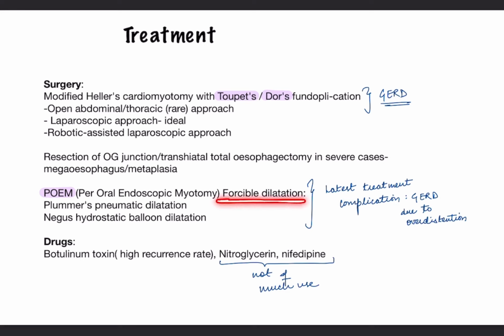Another is forcible dilatation. It is done with Plummer's pneumatic dilatation or Negus hydrostatic balloon dilatation. The common complication again in this is GERD, which is due to overdistension. Sometimes we also use drugs, that is botulinum toxin. It is used, but there are very high chances of recurrence in this. We can use nitroglycerin and nifedipine as well, but it is not of much use.